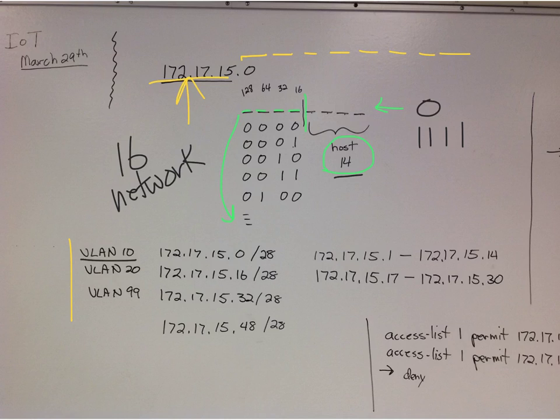So we assigned to VLAN 10 this first network, which would be this one. So that would be all 0s. That's where that 0 comes from. So the first address would be a 1, and the last one would be a 14.